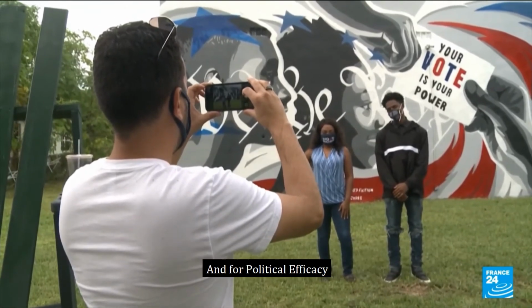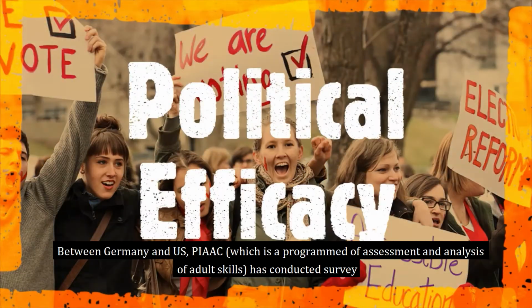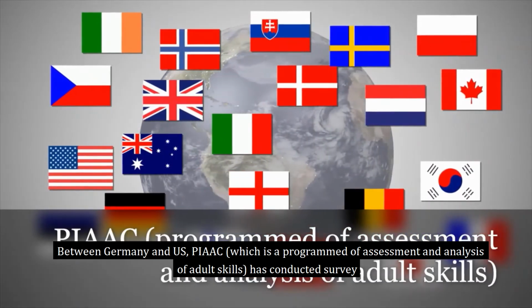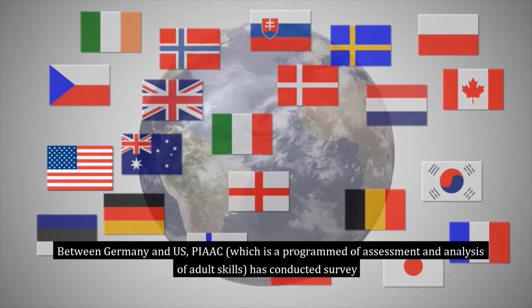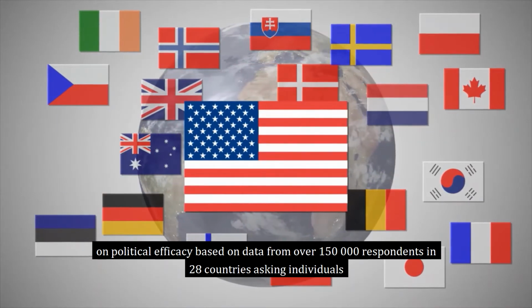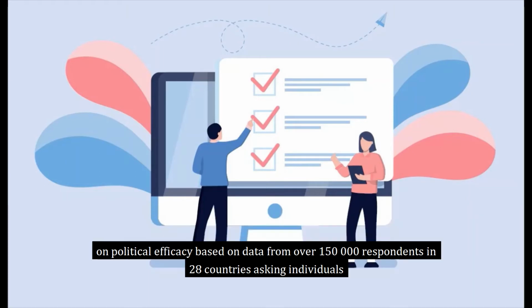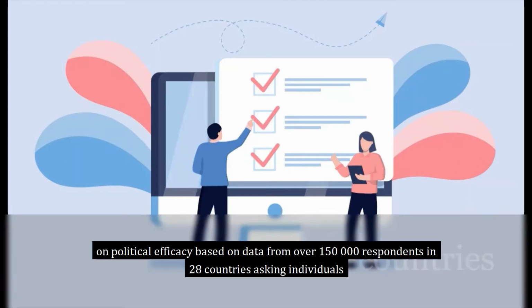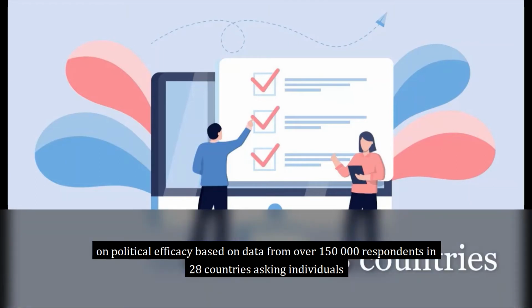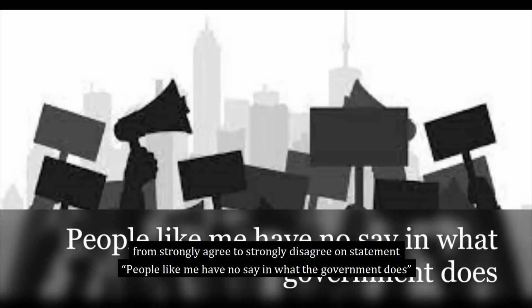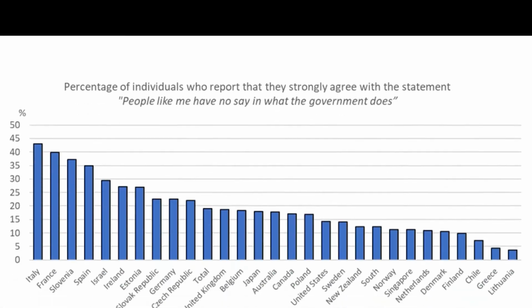And for political efficacy between Germany and the US, PIAAC, which is a program of assessment and analysis of adult skills, has conducted a survey on political efficacy based on data from over 150,000 respondents in 28 countries, asking individuals from strongly agree to strongly disagree on the statement, "People like me have no say in what the government does."